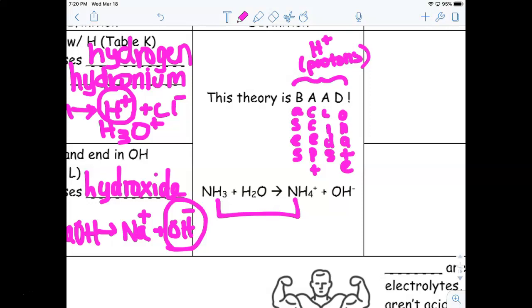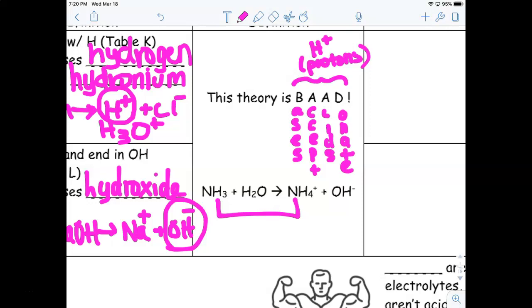You want to think of what can accept and what can donate. Usually if you're willing to donate something, it means you have extra of it, right? Like when you donate your clothes or if you donate food, you're donating because you have extra. So it's the same thing here. You want to think about which of these things has extra H's, NH3 or NH4. NH4 has an extra H, so it's going to be able to donate.